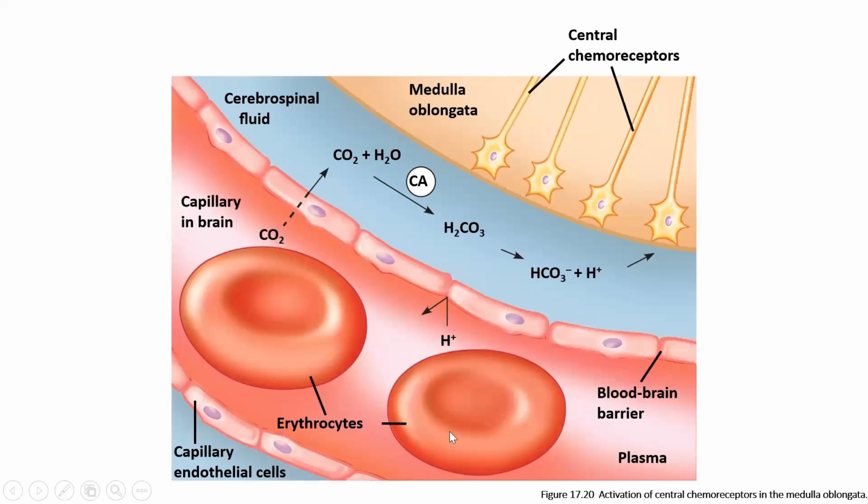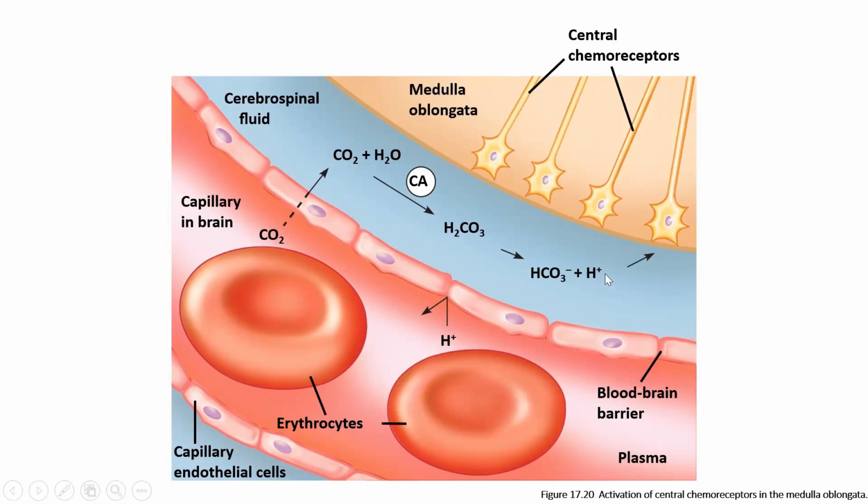So here's kind of an illustration of that. We've got the blood-brain barrier here. We've got our endothelial cells on this side. We've got the medulla oblongata on this side. And what we're seeing is that if there's excess carbon dioxide in our blood, that will cross the blood-brain barrier into the cerebrospinal fluid. That will combine with water under the influence of carbonic anhydrase, right? Remember we spoke about that enzyme. Carbonic anhydrase will then turn that into carbonic acid, which is this guy here. And then carbonic acid can dissociate into bicarbonate and hydrogen ions.